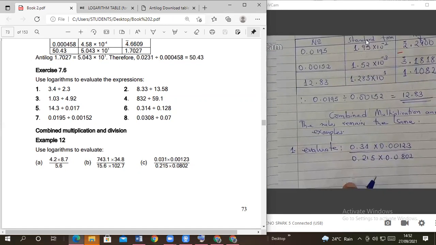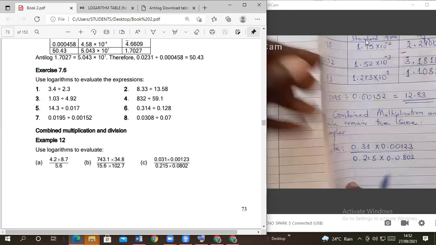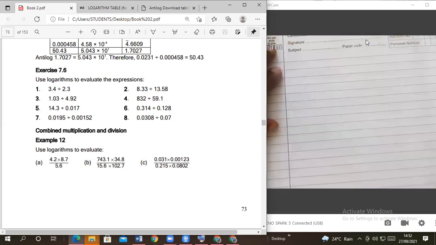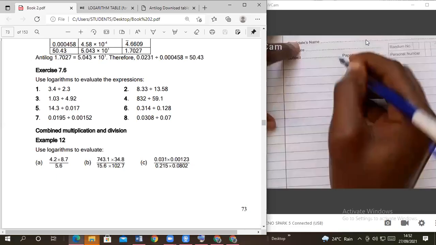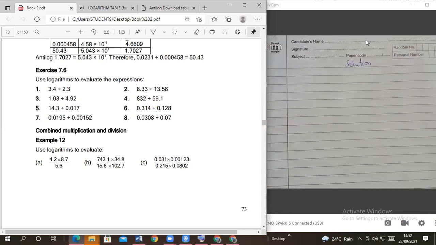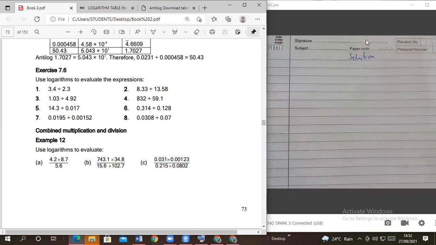Members, have we put it down? Yes. Let me move to the next page so that we have enough space for working it out. Solution. What we are going to do here, you first get the numerator separate, and then you work with the denominator also separate, then you combine them together.